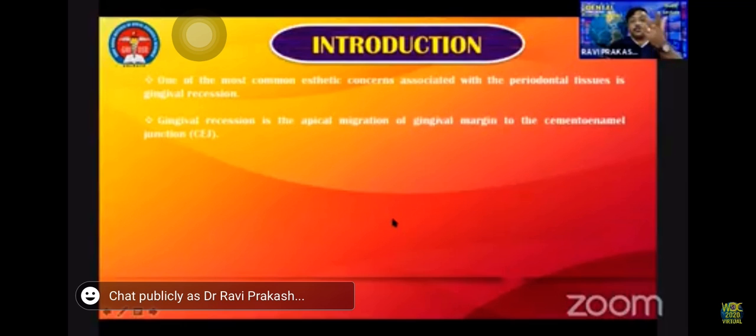Coming to the introduction, one of the most common aesthetic concerns associated with the periodontal tissues is gingival recession. As we all know, the oral cavity is one of the most aesthetic parts; whenever you smile or talk to someone, the main part visible is the teeth and the gingiva. The most concerning disease of the gingiva is gingival recession, which affects the aesthetics of the gingiva. Gingival recession is the apical migration of the gingival margin to the cemento-enamel junction.